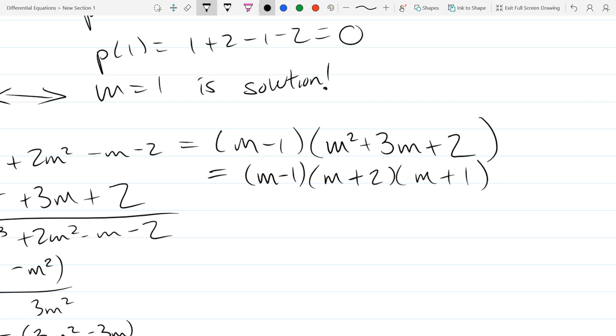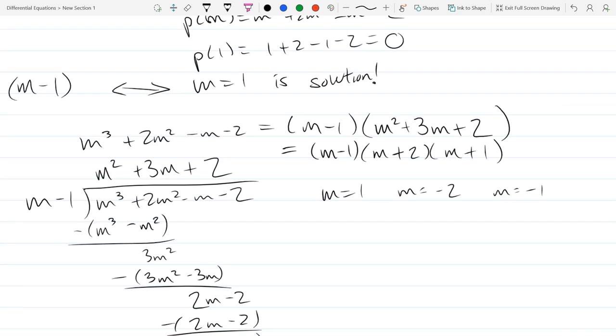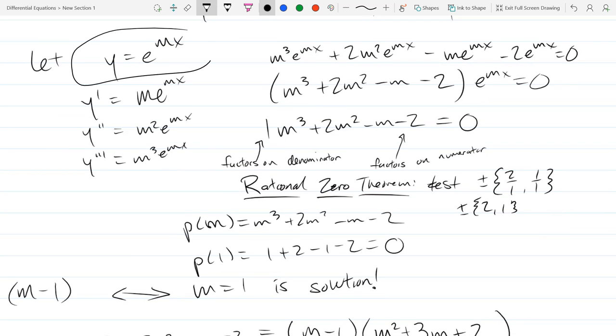When you get a quadratic, you can always factor it using nothing other than the quadratic formula or completing the square. So you should always be able to factor a quadratic. All right, so we got m equals 1, m equals negative 2, and m equals negative 1. So three m values that are all distinct. So how do we write our answer? We're basically using that form, and we're just going to plug in the three different m values and then add them together.